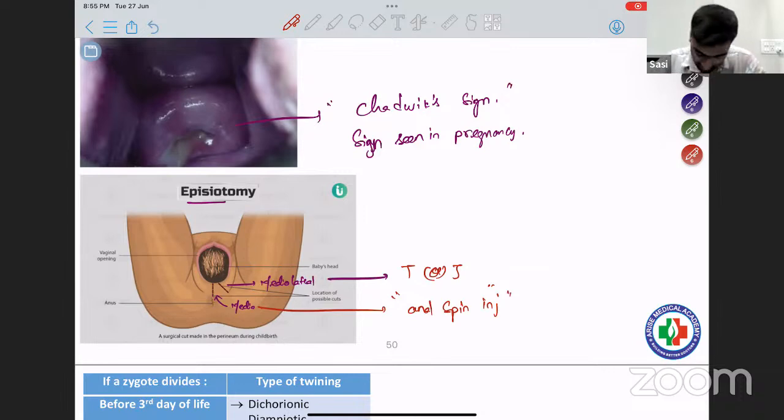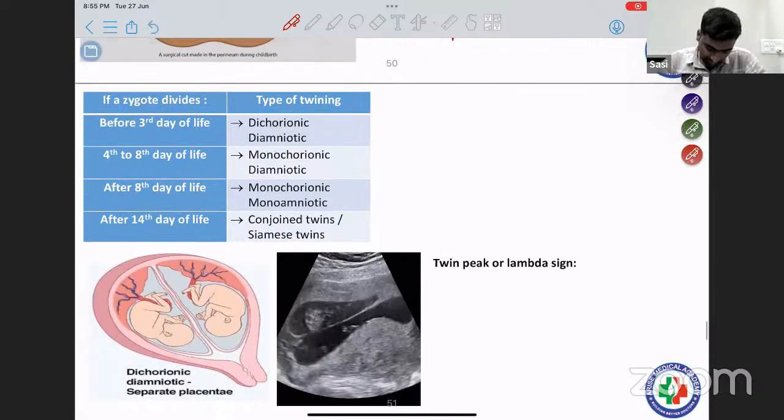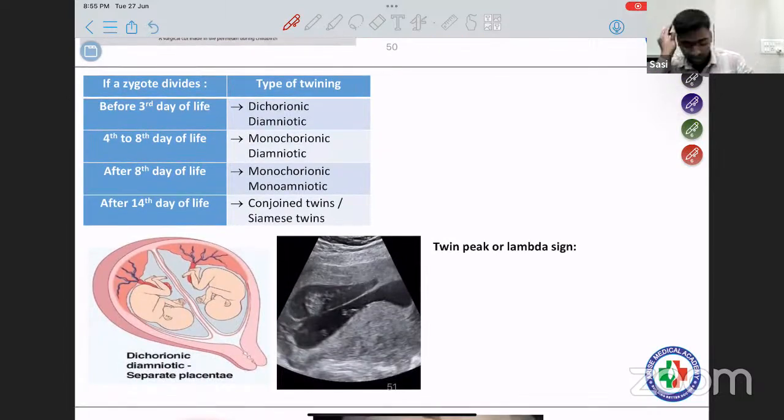Fine. Next one. This is about the episiotomy. We'll move on to the next part, which is about the twins. Just remember about the days and the types of twins. Remember, you and your friends are meeting in a coaching institute, or in your college. Before the first time you meet, you don't know each other. So you meet in a cafeteria. For the first 3 days, you don't know.